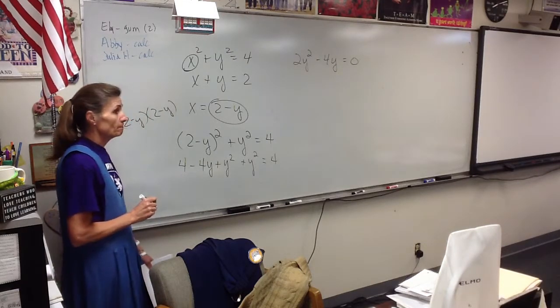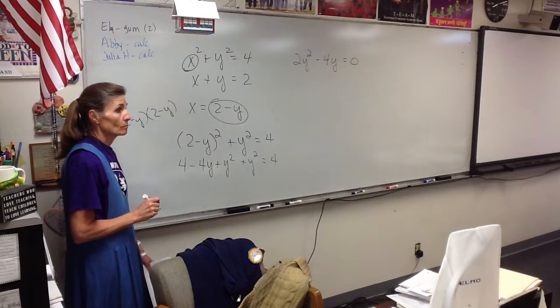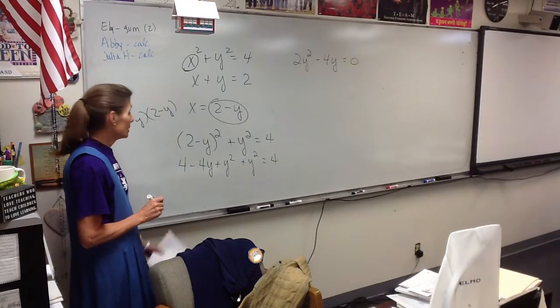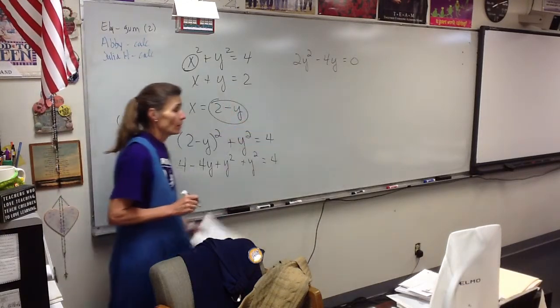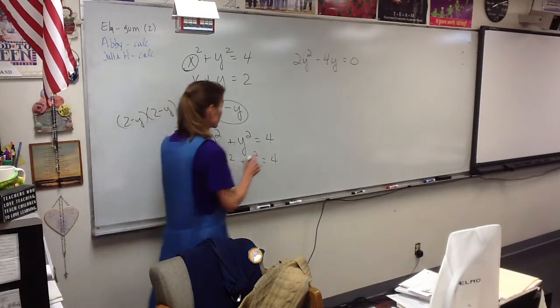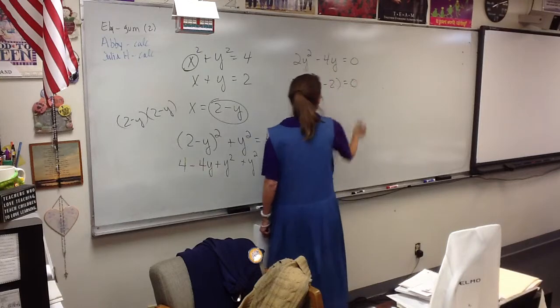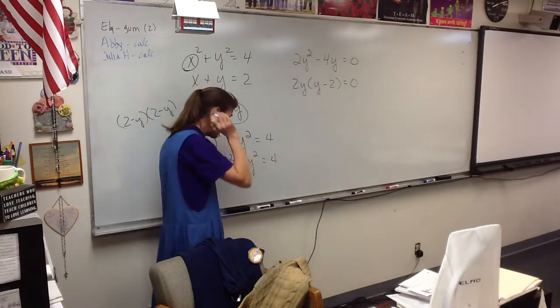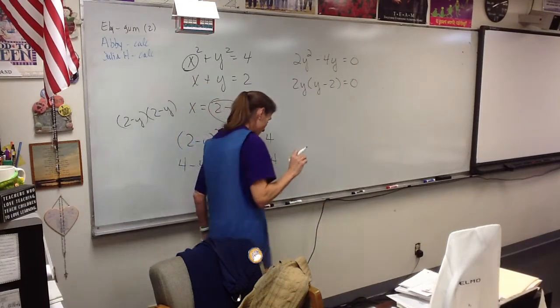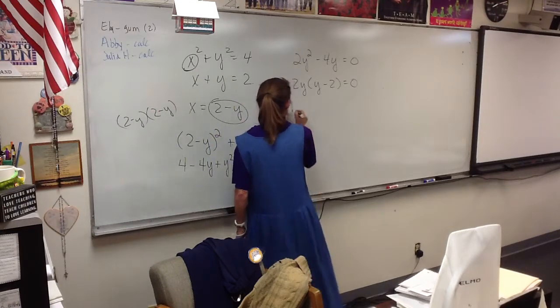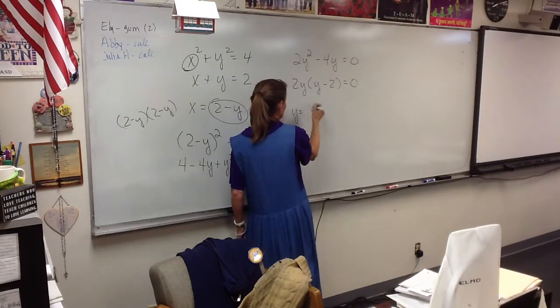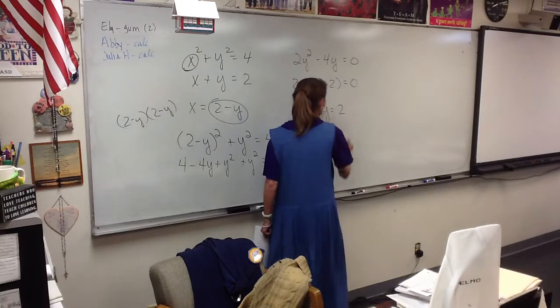What do you want to do with that? Okay, I already did that. What do I want to do? I can factor out a 2y. What does that tell me about my solutions then? I'm going to get 2 of them. One of my solutions is 0 and the other one is 2.